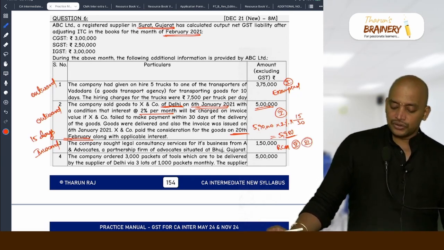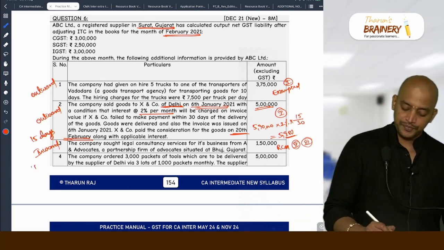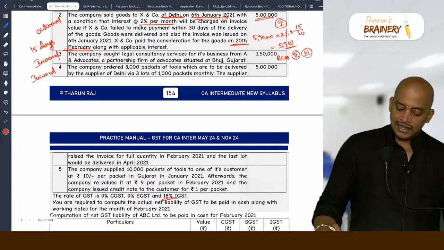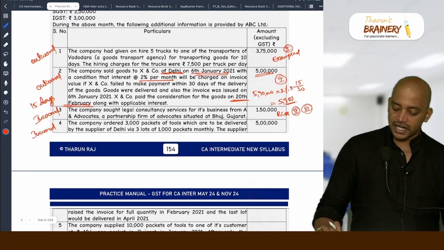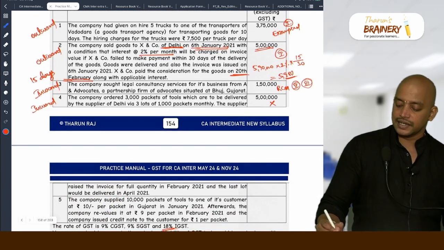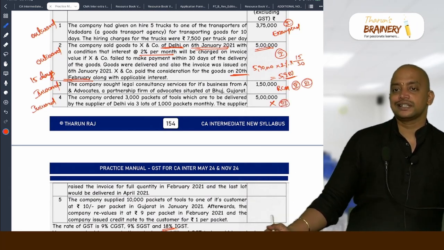The company ordered 3000 packets of tools which are to be delivered by the supplier of Delhi via 3 lots, inward, 3 lots of 1000 packets monthly. The supplier raised an invoice for the full quantity in February and the last lot would be in April. So, we cannot take ITC. But we need to write this note in the third statement that ITC is not available.